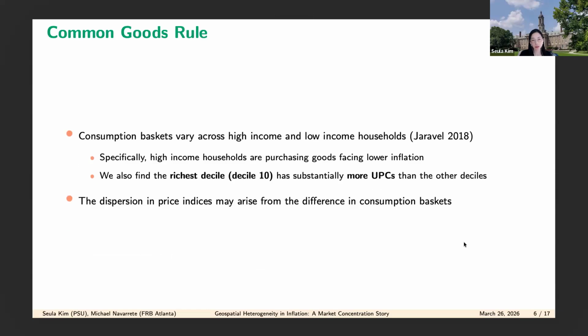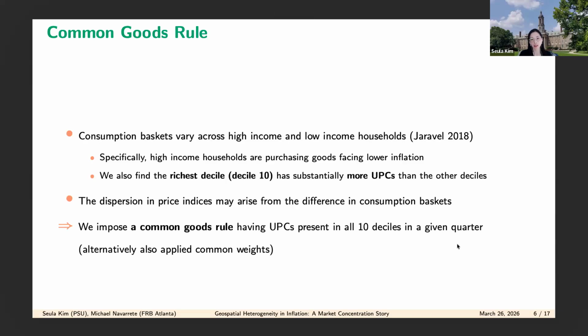Also, we impose a common goods rule on our sampling, for the following reason. We know from the previous literature that consumption baskets vary a lot across groups of people with different income levels, and this may also apply to regions having different income levels. We also find the richest decile has substantially more UPCs than other deciles. So if we find any dispersion in price indices across regions, this may come from differences in consumption baskets. In order to rule that out and isolate the effect of retailers' market structure in accounting for variations in inflation or price indices, we impose a common goods rule in our sample by limiting it to UPCs sold across all 10 deciles in a given quarter. On top of that, we also apply common weights across these common goods.